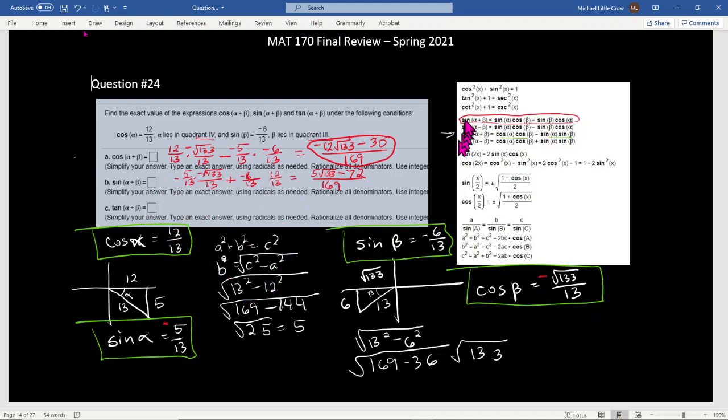Now tangent, we'll look, oh, there's no tangent angle formula here. And that's okay, because what we remember is that tangent is sine over cosine.